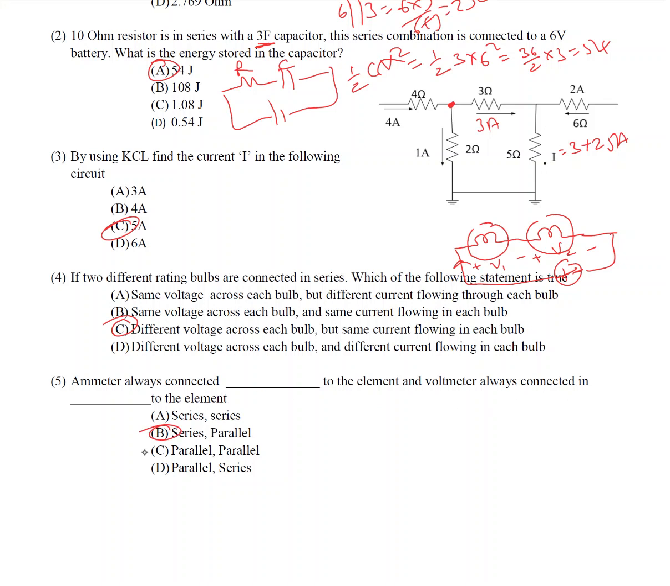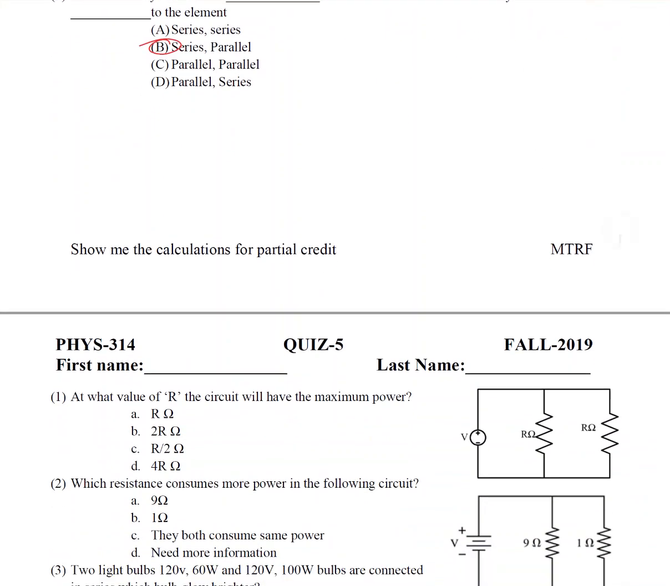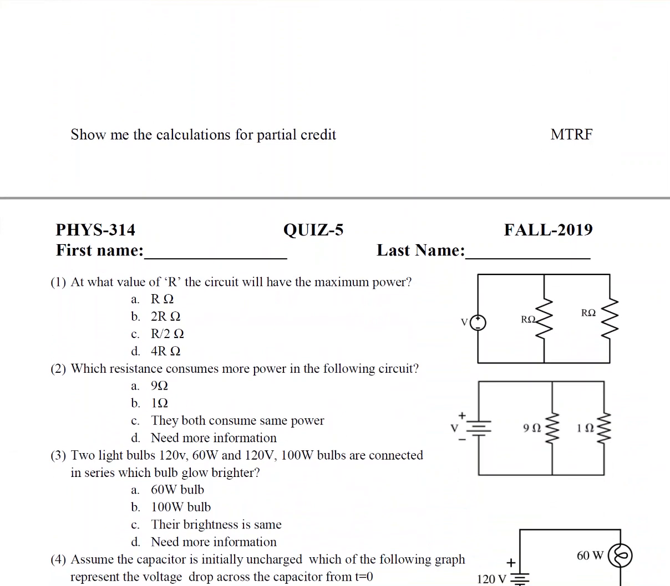An ammeter is always connected in series with the element, and a voltmeter is always connected in parallel with the element. Next one: at what value of R will the circuit have the maximum power? For maximum power in any electrical circuit, the load resistance must be equal to the internal resistance, but that's not what he's asking about here.